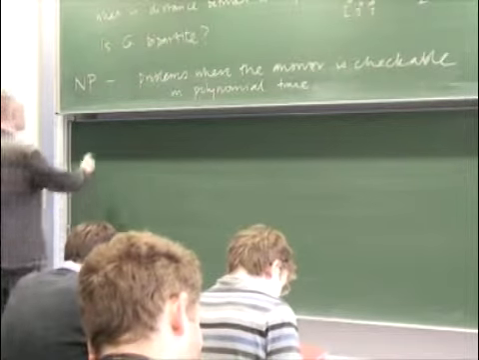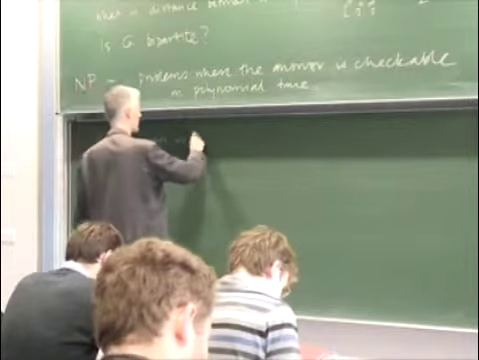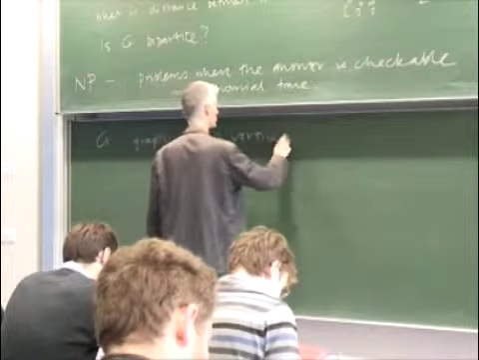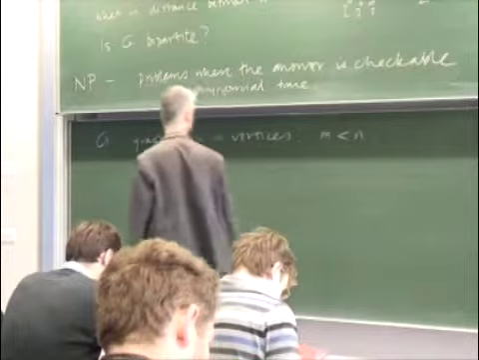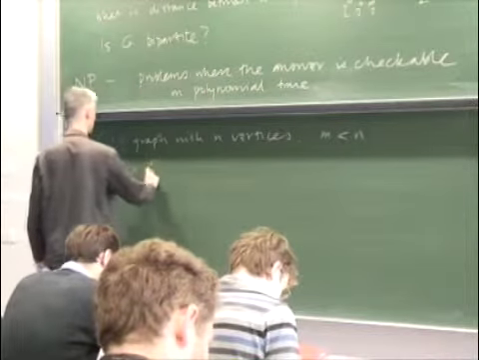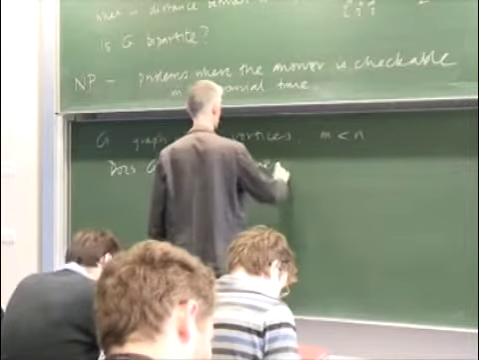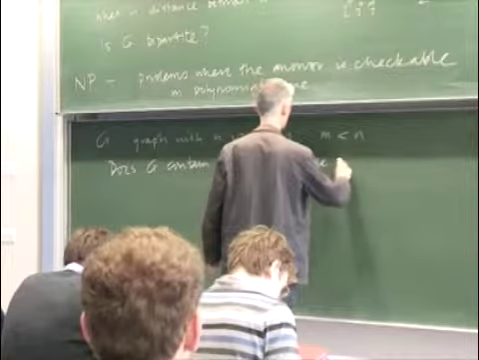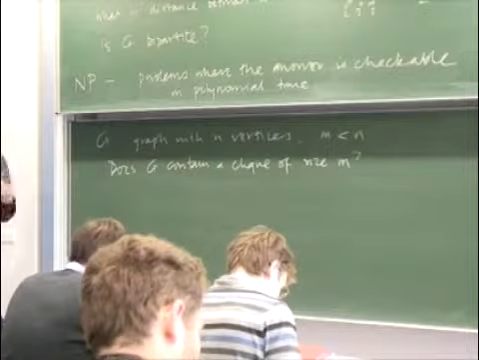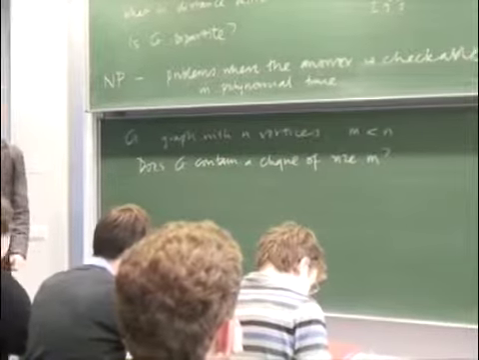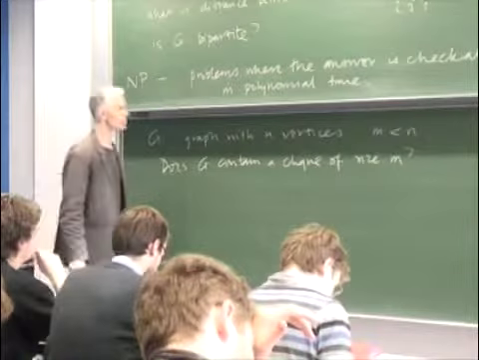So the first one: G is a graph with n vertices, and m less than n. Does G contain a clique of size m? In other words, does G contain m vertices, any two of which are joined together? That's what a clique means.